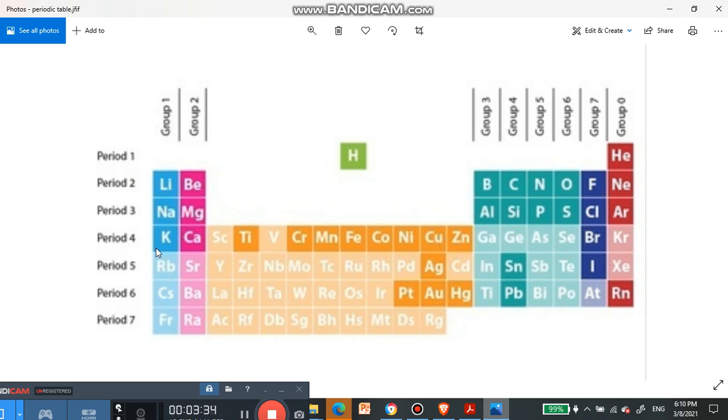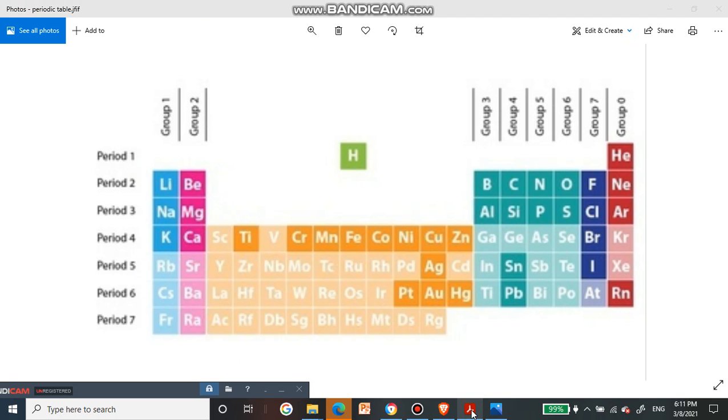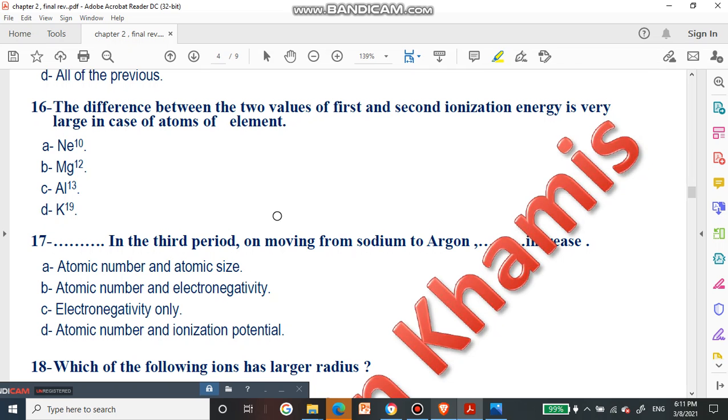But when we want to remove an electron from the previous orbital in potassium, we take a large amount of energy, so the second ionization energy will be greater than the first ionization energy. Okay, so the right answer here will be potassium 19.